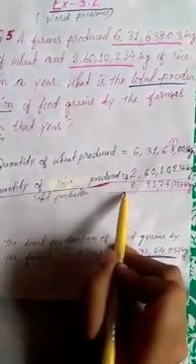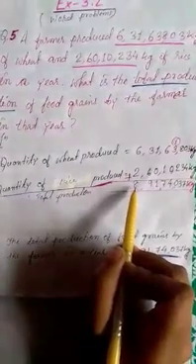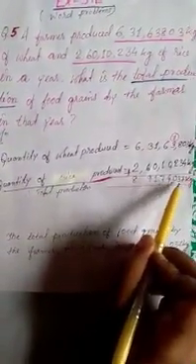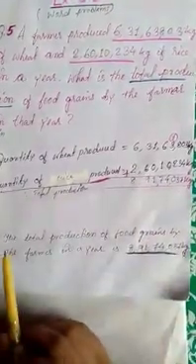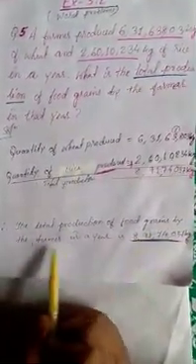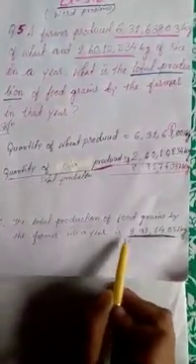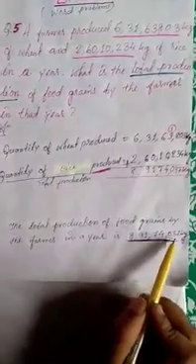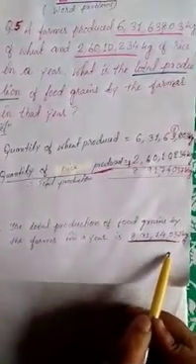Now we have got the sum, that means 8 crores 91 lakhs 74,037 kilogram. So therefore the total production of food grains by the farmer in a year is 8 crores 91 lakhs 74,037 kilogram. Alright students, see the next question, question number 6.